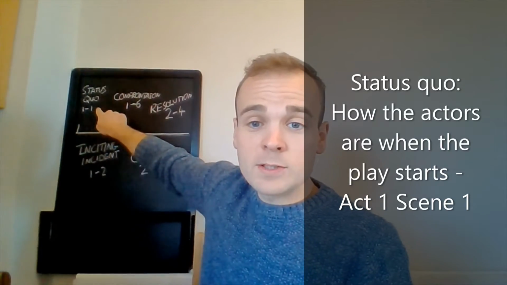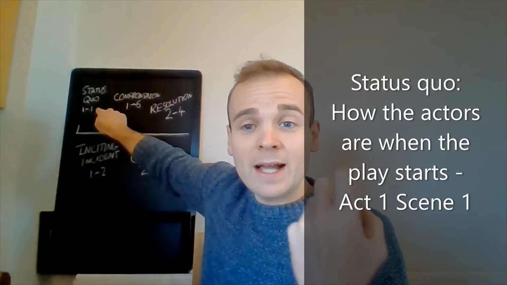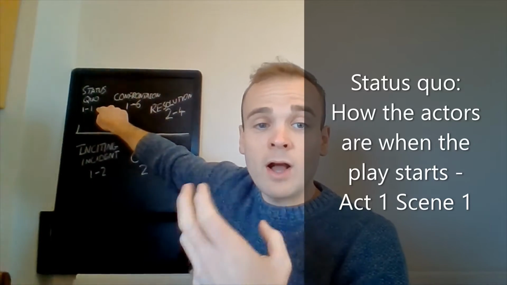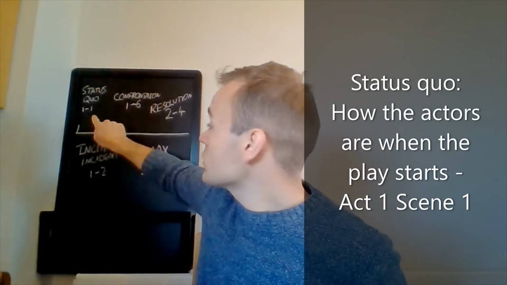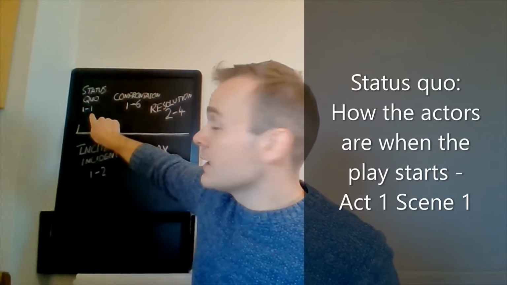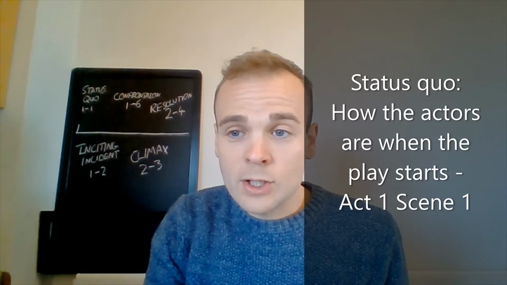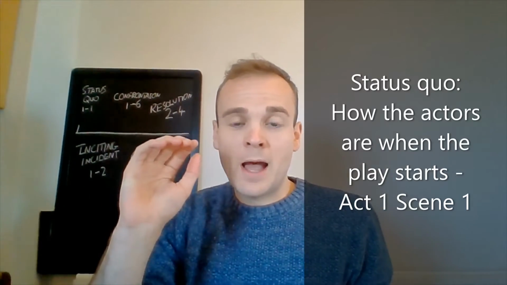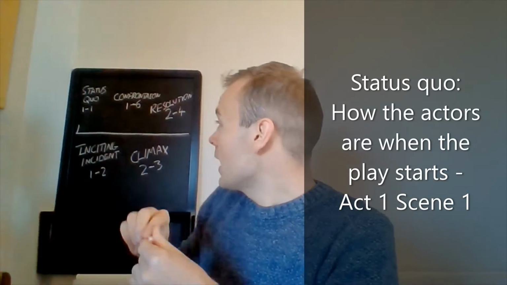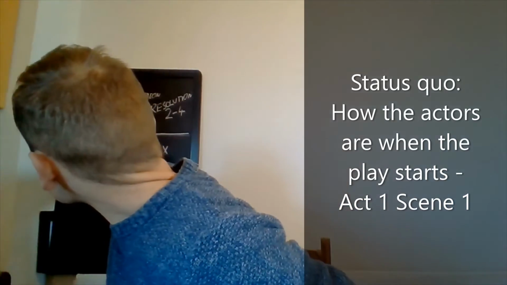So the status quo is the first one here. This is how the characters are when we first meet them, how they are at the point of attack. So this is going to be Act 1, Scene 1. All I'm going to do here is have Sam and Bobby sitting watching TV in Sam and Danny's living room in Sam and Danny's flat. All I want here is to introduce the characters and get the audience on Sam's side and on Bobby's side too. So that's the very first scene.